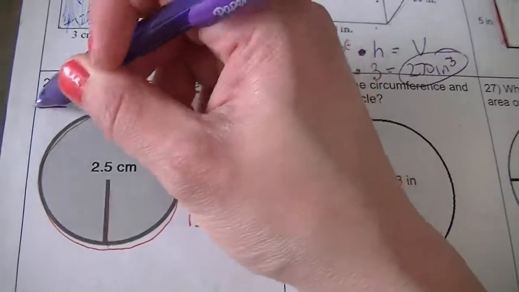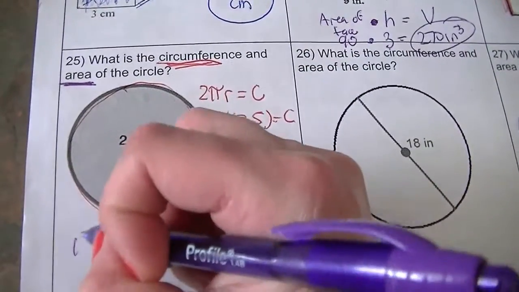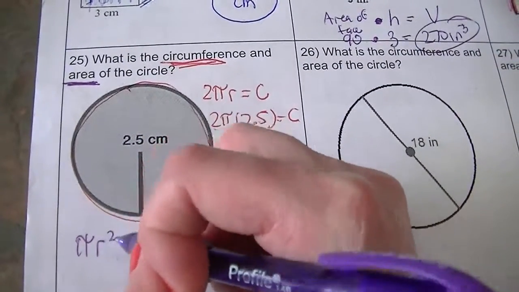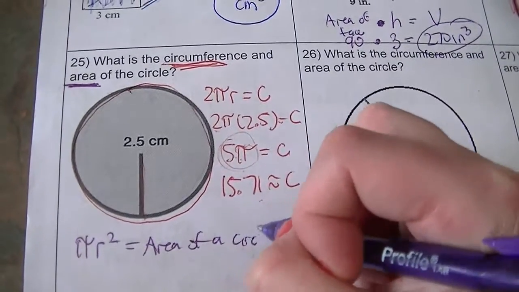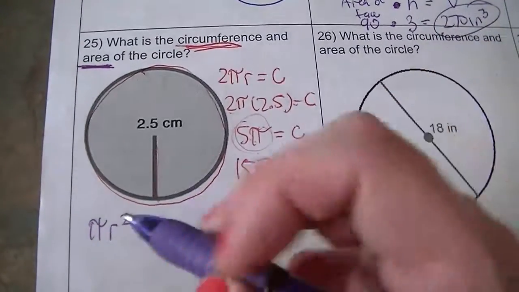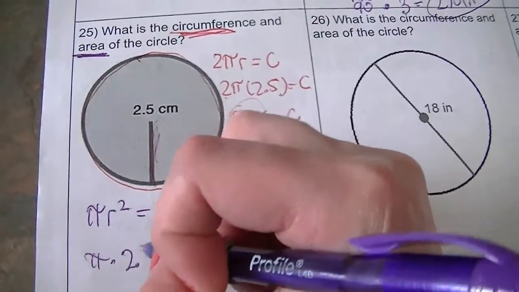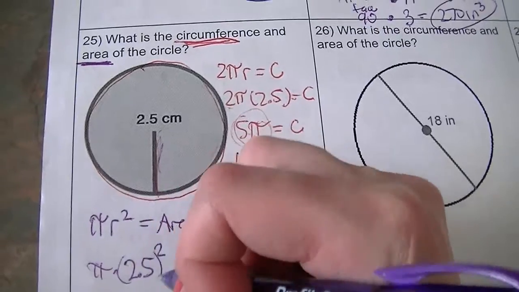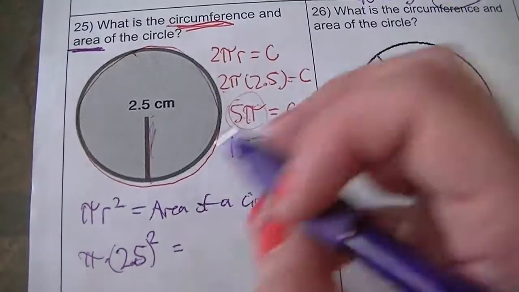Okay, now it's asking for the area of the circle, and I'll do all those in purple. Area of any circle is pi times the radius squared. That's going to give you the area of a full circle. So pi times, well, this is the radius, 2.5. And we've got to square that, which means go 2.5 times 2.5, okay? It's different than multiplying it by 2.